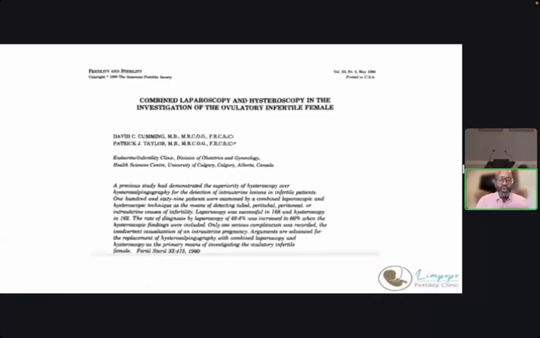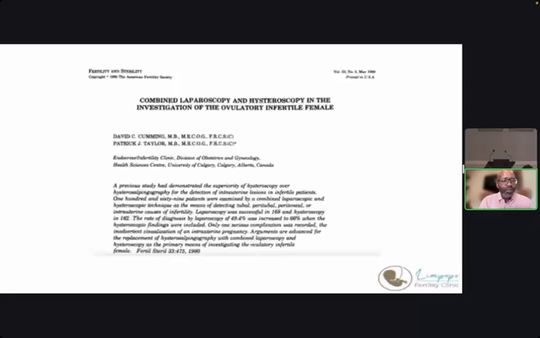I just want to show colleagues that the role of endoscopy has been investigated for some time. When you look at a paper by David Gunning, which was published in Fertility and Sterility in the 1980s, they looked at the combined laparoscopy hysteroscopy in the investigation of the anovulatory infertile patients. And it has been shown then that if you compare hysteroscopy and hysterosalpingogram in the detection of intrauterine lesions, hysteroscopy was superior. The reason why hysteroscopy is gold standard for intracavitary lesions.